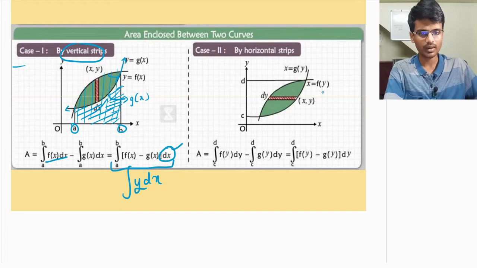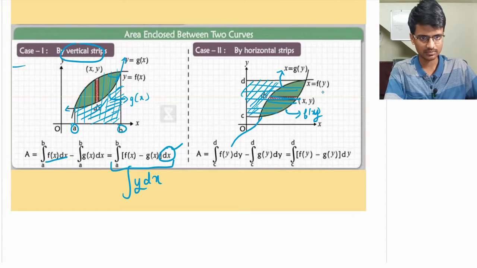And coming to the horizontal strips, here this is our f of y, this is our g of y. So first, the f of y dy. This region we are subtracting with this region. First the entire region, then the area that is bounded by g of y with the y-axis, that we are going to subtract. The limits that we are following are c to d. That is what we have done here: c to d, f of y minus g of y dy.